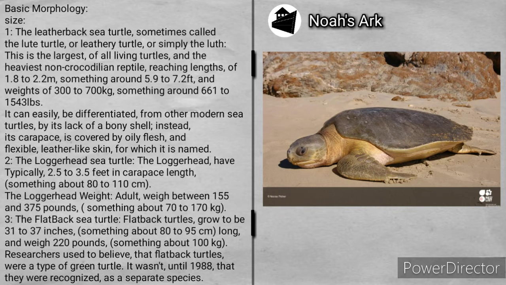3. The Flatback Sea Turtle. Flatback turtles grow to be 31 to 37 inches long, something about 80 to 95 centimeters, and weigh 220 pounds, something about 100 kilograms. Researchers used to believe that flatback turtles were a type of green turtle. It wasn't until 1988 that they were recognized as a separate species.